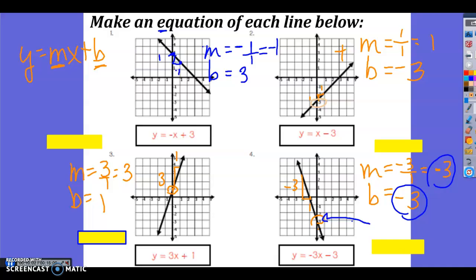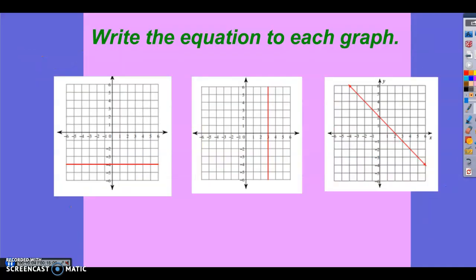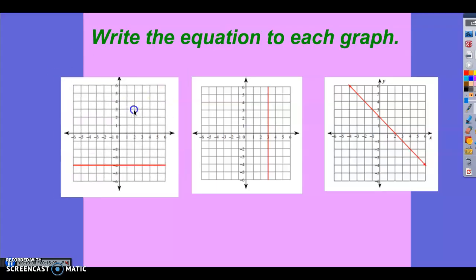I want to take a minute and just look at two tricky examples. This first one here, and gosh, I keep hitting the wrong thing, my apologies. This first one right here, and this second one. It gets a little tricky when you go to make an equation of lines that are either horizontal or vertical, like problems 1 and 2. So we had some little acronyms that helped us with that.